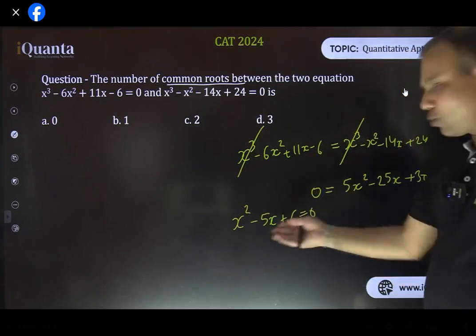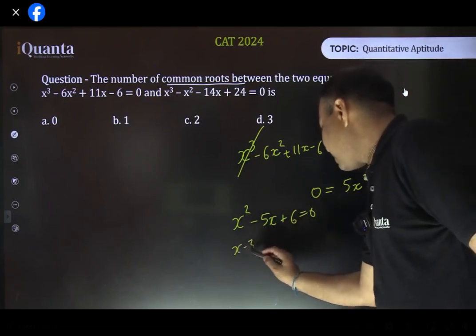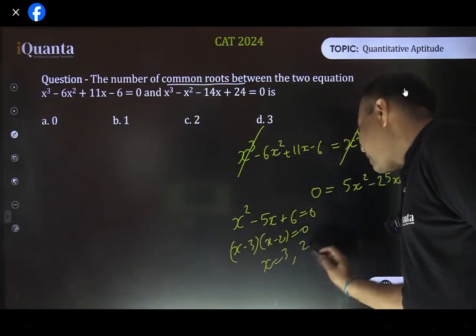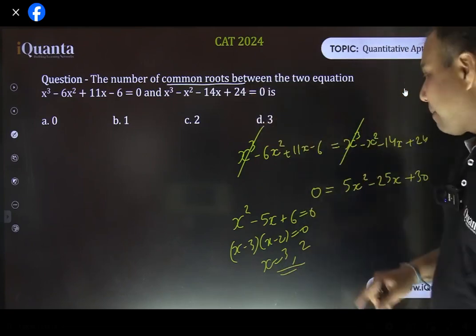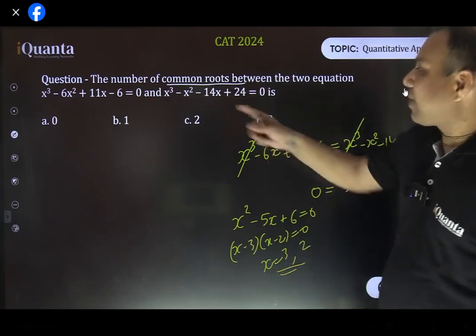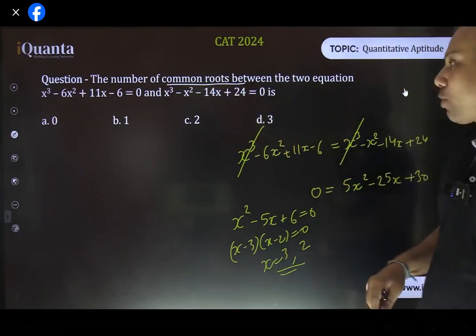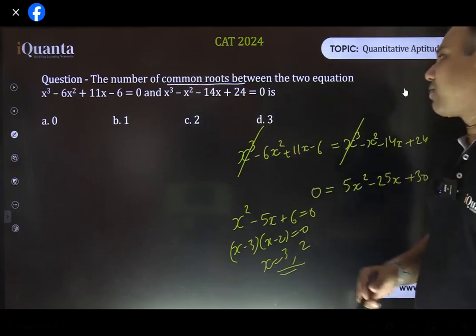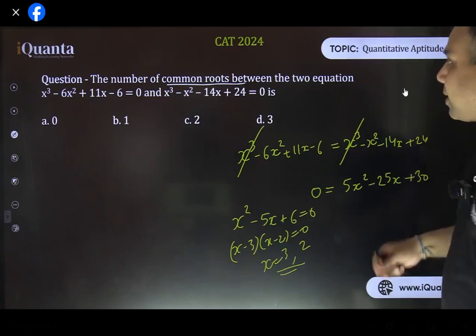So minus 3 and minus 2 will be the factors, right? So x minus 3 into x minus 2 equals 0, which means x equals 3 and x equals 2 are where the two polynomials will intersect. But as I said, we need to check whether it satisfies the equations or not, whether it makes them equal to 0 or not. Let's see. For that purpose, I just need to put these values back in any one of the equations, right? Any one of the equations.